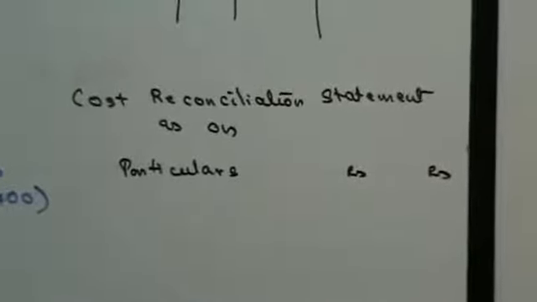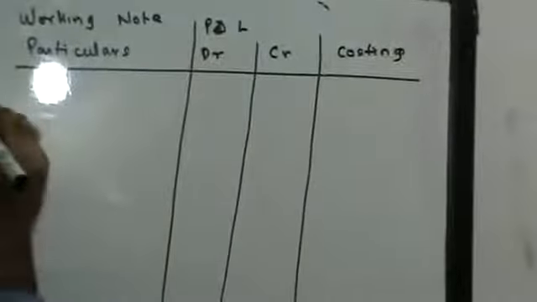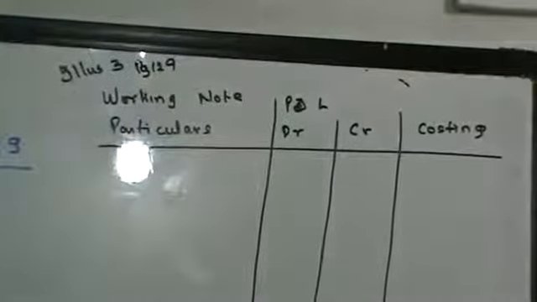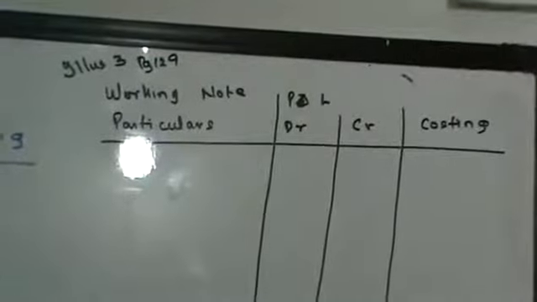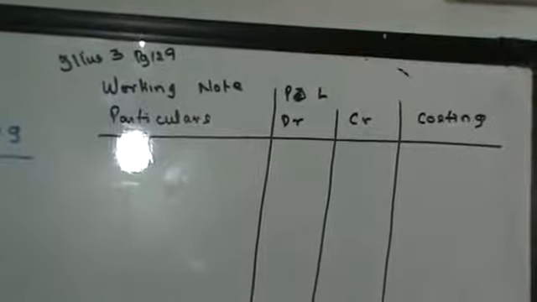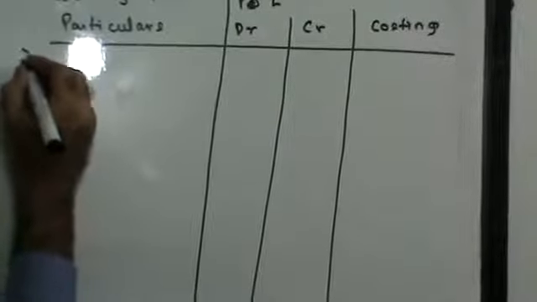Let's see sum number 3. In question number 3, page 129: the following information is available from the cost and financial accounts of Progressive Limited. You are required to prepare a statement and reconcile the two. The following items are shown in financial account but not in cost account. That means these items occur only in financial account.